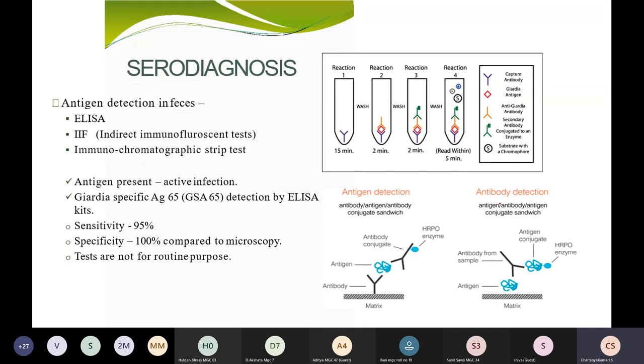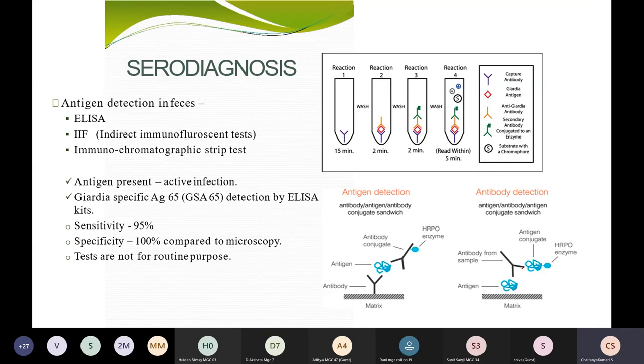If we want to go with the antibody detection, instead of coating with the antibody, they will coat with the antigen and then add antibody from the sample. That means mostly the blood sample will be taken here, because the antibody will be produced in the bloodstream of the patient itself. Here the Giardia cyst will be taken as an antigen, and the antibody from the infected person will be added. If that conjugates perfectly with the antigen, the antigen conjugate will already be present in that case.